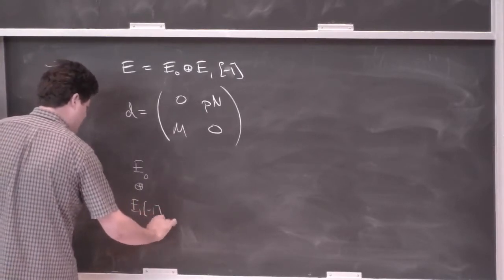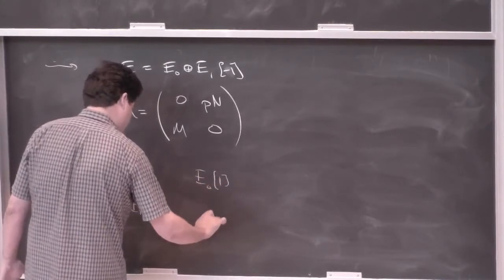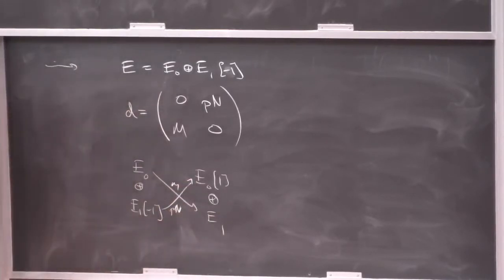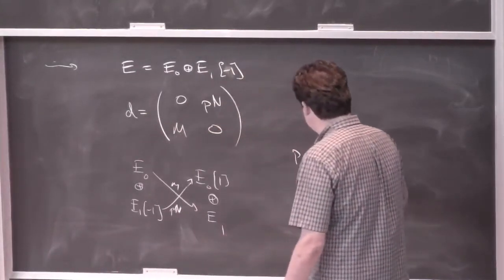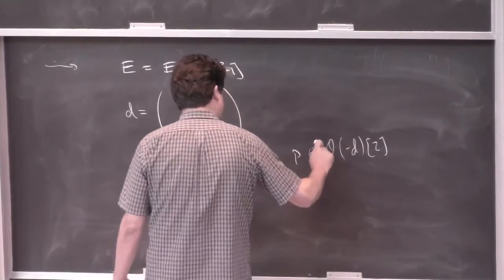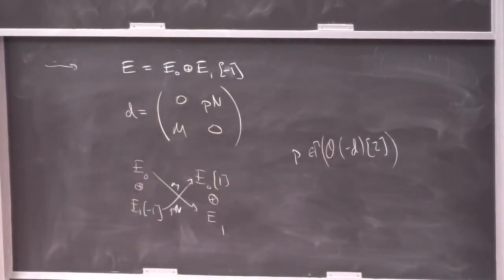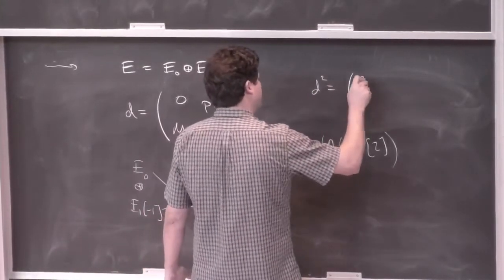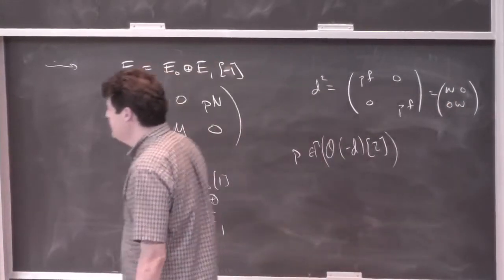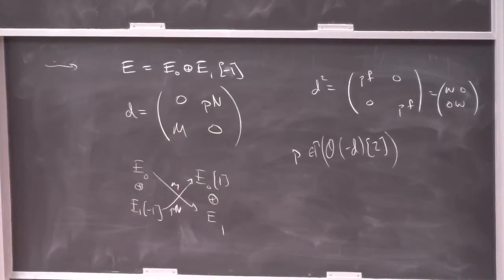All right, so here I had M and there I had PN, because P is a section of O(-d) shifted by 2. Is that all right? And then d squared is PF, which is W. Okay, so this is how to take this more comfortable feeling Orlov story and put it into this stacky story that is starting to connect to what Ed is talking about.